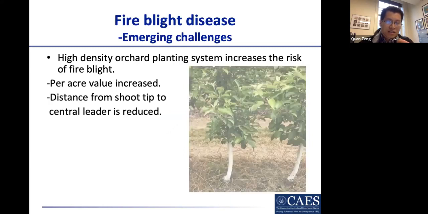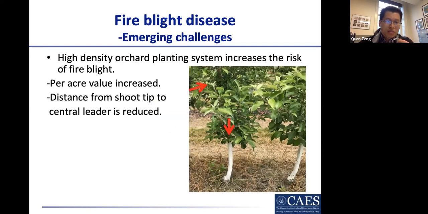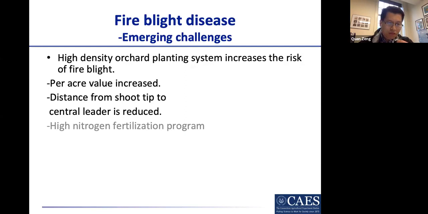Secondly, the distance from the shoot tip to the central leader is much shorter on a dwarfing tree than on a traditional tree, which means it is much easier for the pathogen Erwinia amylivora to get into the central leader from the initial site of infection. And for dwarf trees, the tolerance of fire blight infection is quite low, because once the central leader is infected, a tree is pretty much dead and has to be removed. And the dwarfing trees can start producing at a much earlier stage than traditional trees, often at 3 years old.